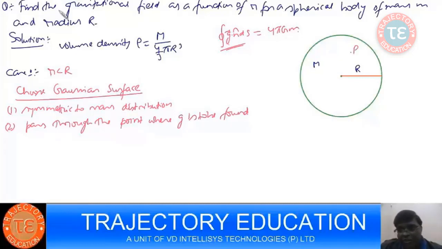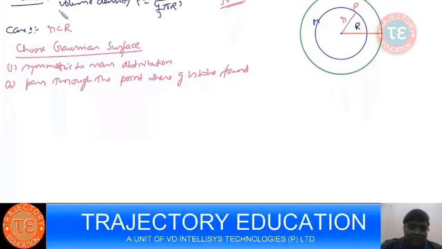So suppose I want to find the gravitational field over here. I will take a Gaussian surface which is symmetric to the mass distribution and passing through this point P. So what can be the Gaussian surface I would take? I can take a Gaussian surface of radius small r, since P is a point at distance small r from the center. So I can take this as the Gaussian surface.